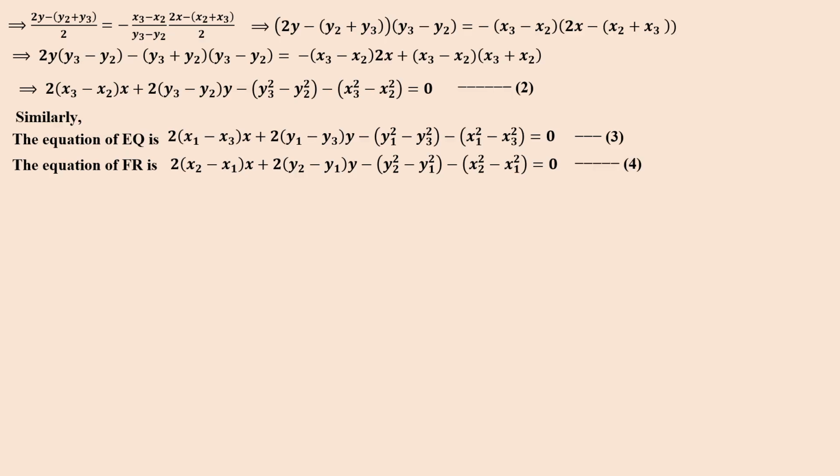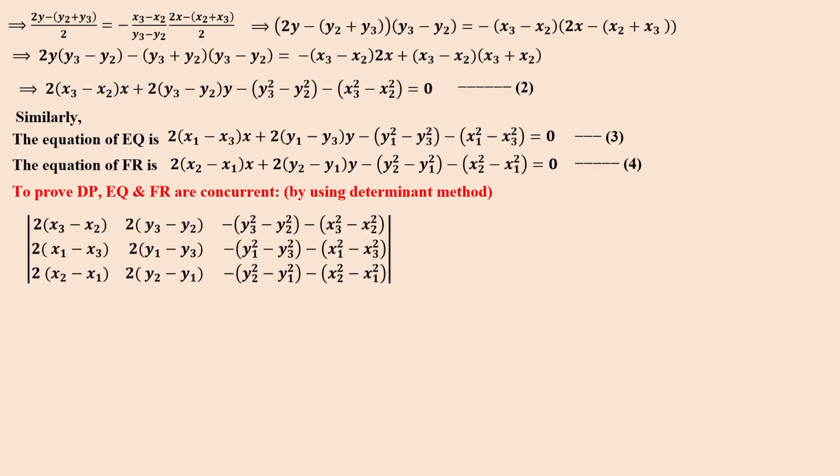Fourth, now we are going to prove these three lines are concurrent using the determinant method. Write the coefficients of x, y and the constant term. Like this: for the first equation, equation number 2, the x coefficient is 2(x3 minus x2), the y coefficient is 2(y3 minus y2), that is in the first row, and the constant term is minus (y3 square minus y2 square) minus (x3 square minus x2 square). Similarly, write it for the third and fourth equations. Now we are going to prove this is equal to 0.